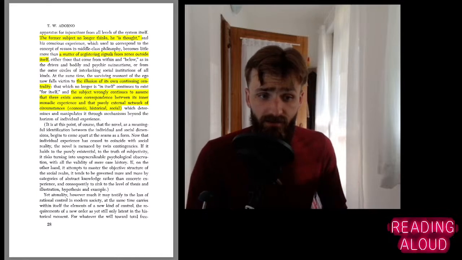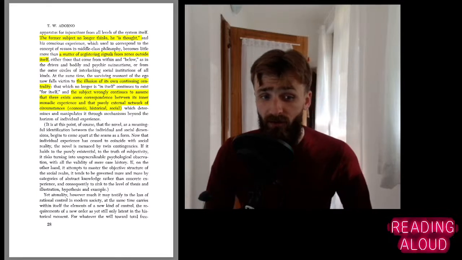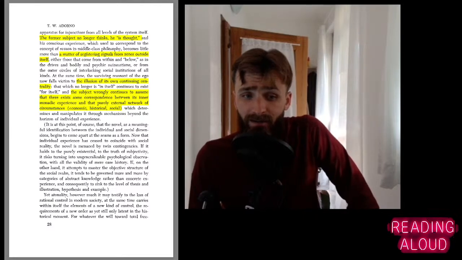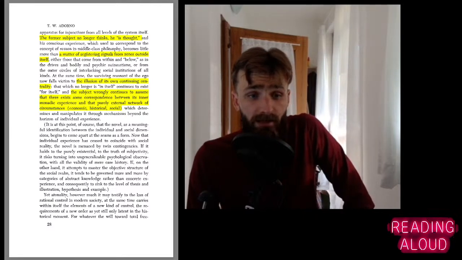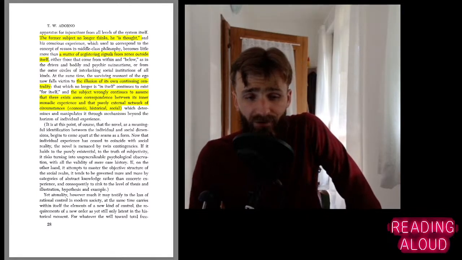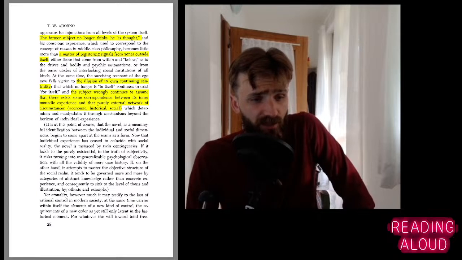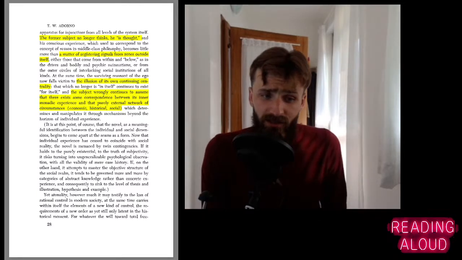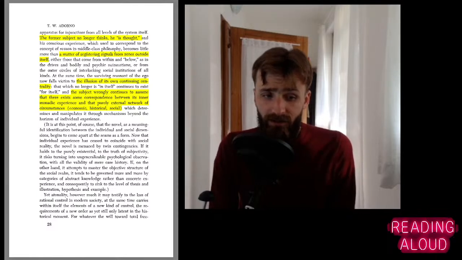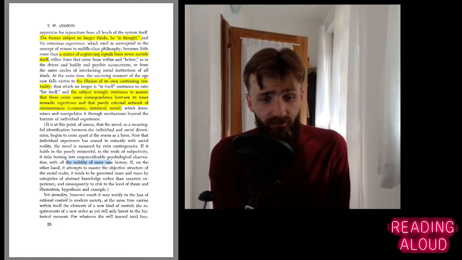In parentheses, it is at this point, of course, that the novel, as a meaningful identification between the individual and social dimensions, begins to come apart at the seams as a form. Now that individual experience has ceased to coincide with social reality, the novel is menaced by twin contingencies. If it holds to the purely existential, to the truth of subjectivity, it risks turning into ungeneralizable psychological observation, with all the validity of mere case history.